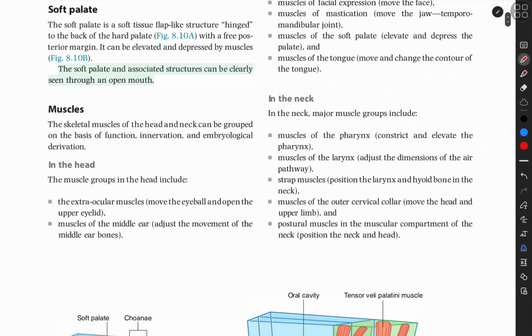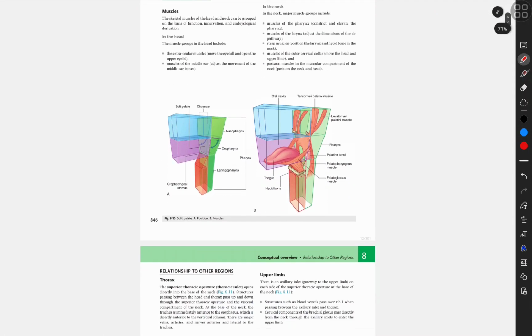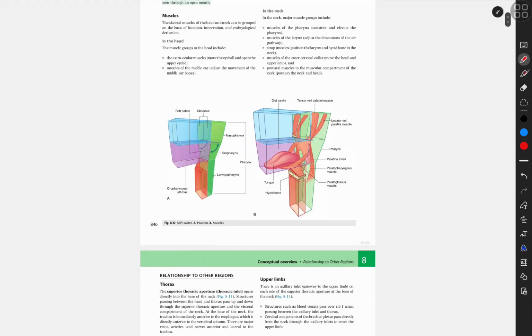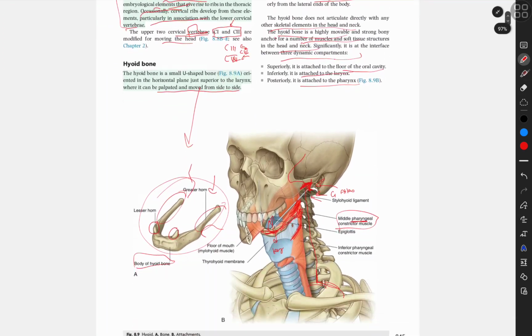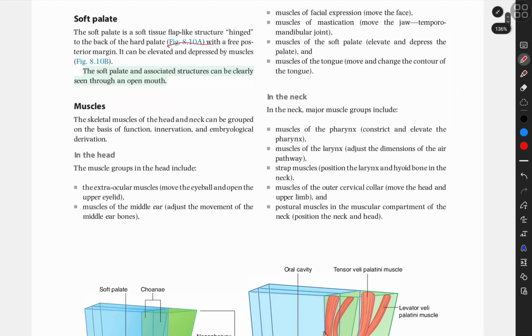Okay, the soft palate is a soft tissue flap-like structure hinged to the back of the hard palate. 8.10a. Yeah, I know what the soft palate is. Here should be the soft palate. Here is the hard palate at the top of our mouth, and posterior to it is the soft palate. With a free posterior margin, it can be elevated and depressed by muscles. Makes sense. It is soft. It is made up of mucosa and muscles, ligaments, etc. The soft palate and associated structures can be clearly seen through an open mouth. You can all see your soft palate.